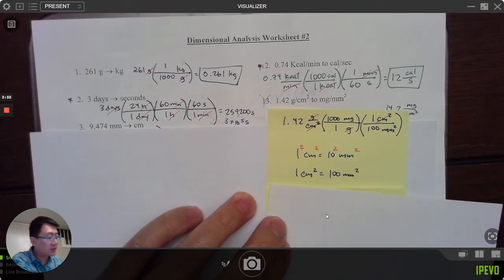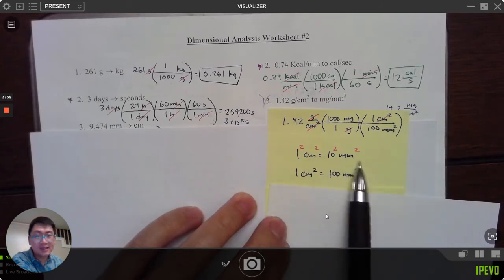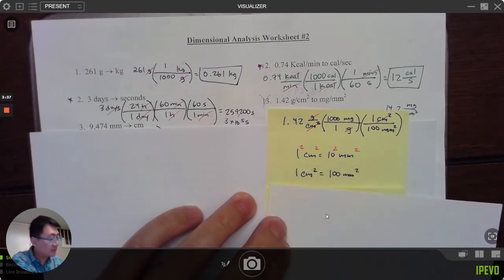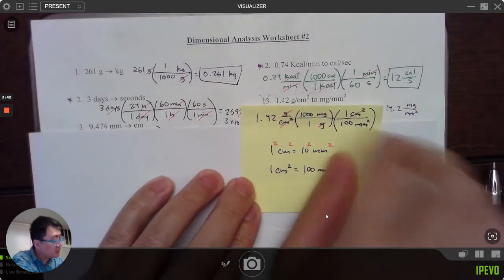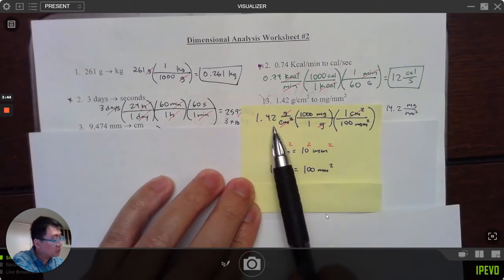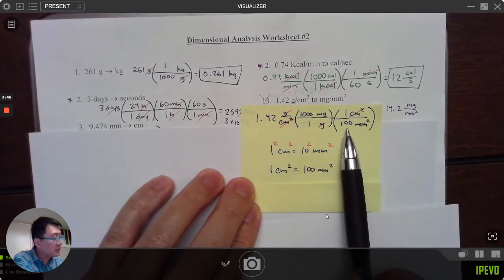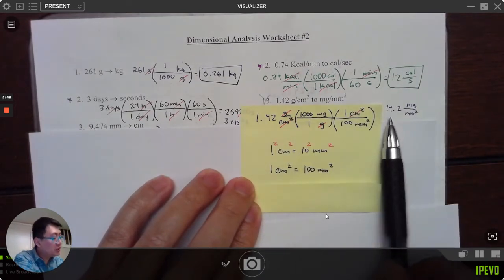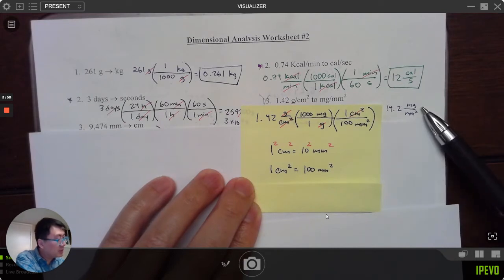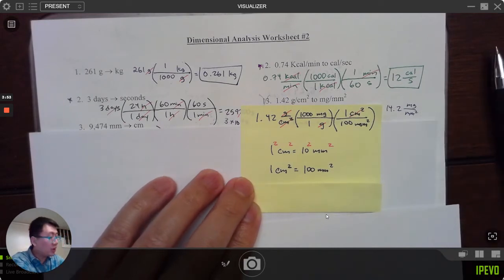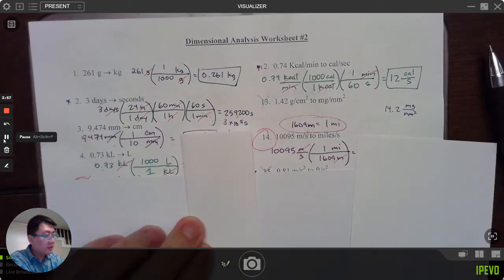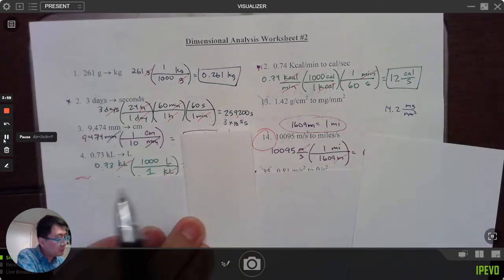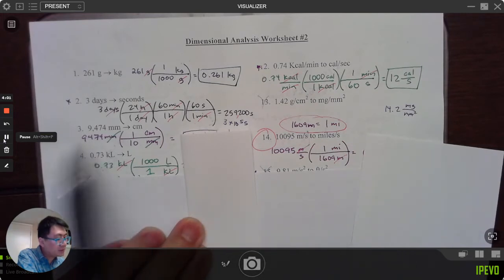So whenever you have squared stuff, think of it as not squared, then square both sides. Okay, I think I covered up the answer there. Then if you do all that in a calculator, 1.42 times 1,000 divided by 100, you get 14.2 milligrams per millimeter squared.